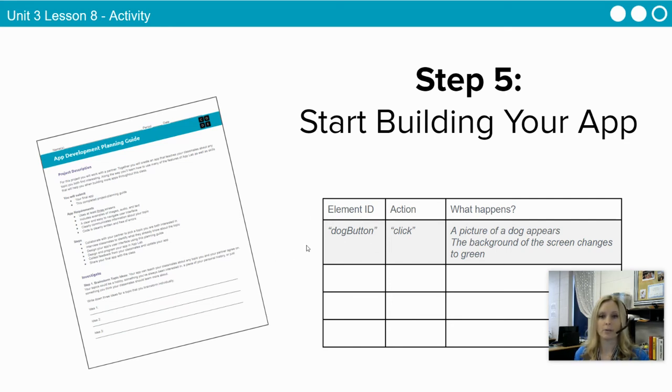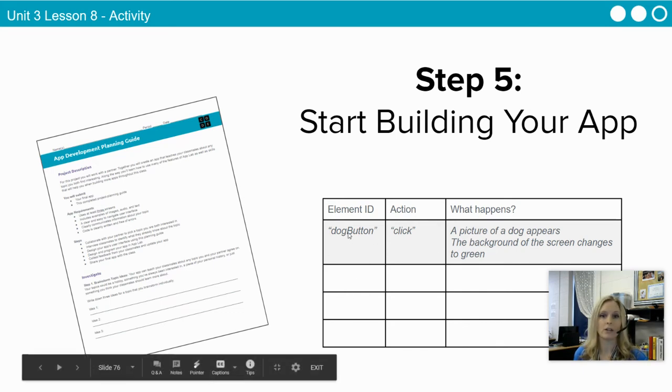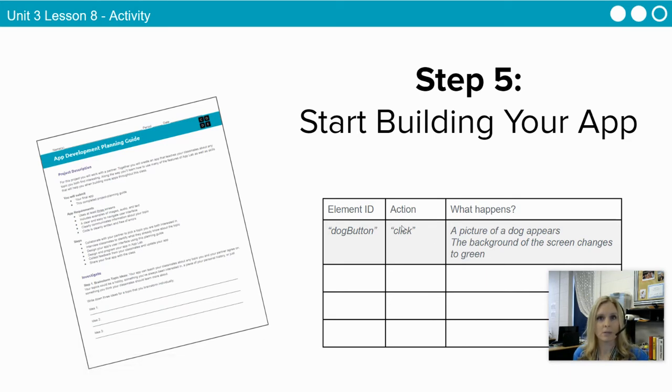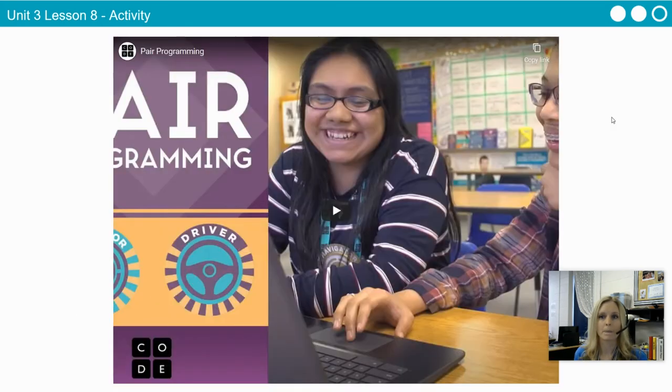So here's an example. You've got a dog button that when it's clicked, a picture of a dog appears, the background of the screen changes to green. So that's the kind of information that you're going to write on this chart. Just make sure that you include every single button that you have in your design, what action needs to be taken to that button, and what's going to happen when the button is clicked. Next, I want you to go to Bubble 2 on code.org and watch this short video about pair programming. Go ahead and do that and come back here.